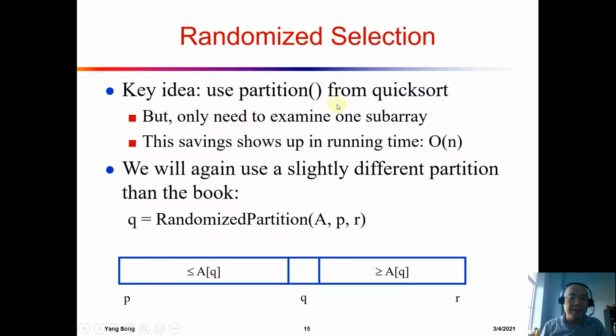Okay, so that's the cool thing about quicksort, and we are going to use the idea of the partition, slightly differently, and bring the idea of the partition into the selection problem.